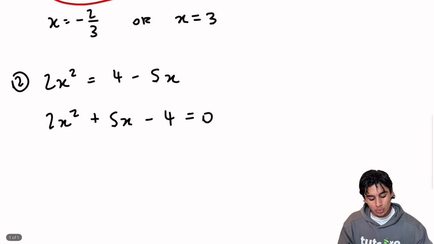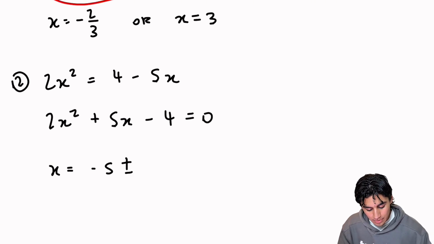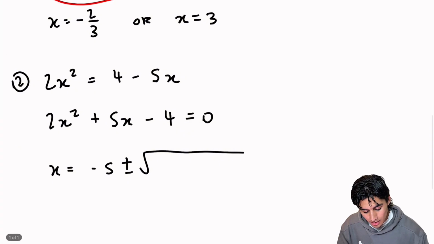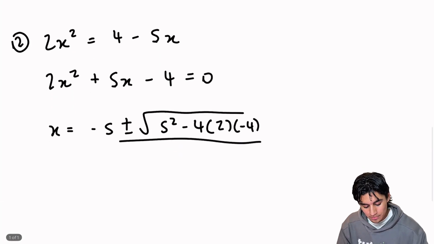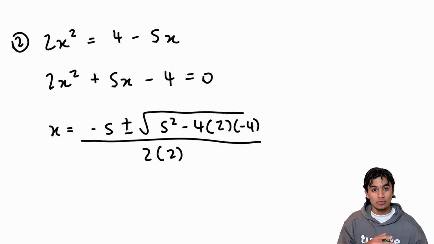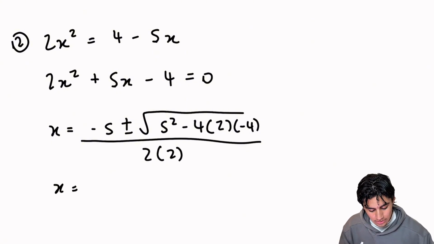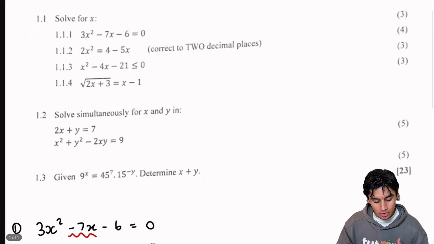Then what you want to do is put these values into your quadratic formula. So it's minus 5 plus minus the square root of 5 squared minus 4ac, over 2a. Okay, and then you should have gotten the answers x equals 0,64 or x equals minus 3,14. Okay, quite easy. On to the next question.